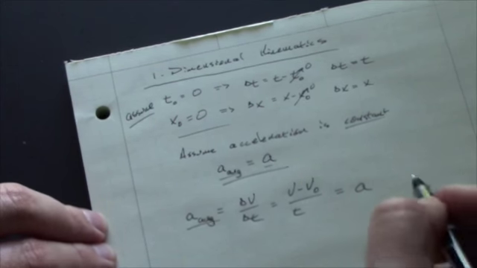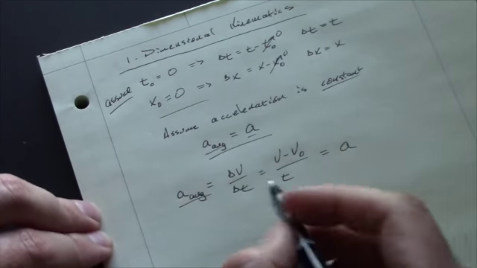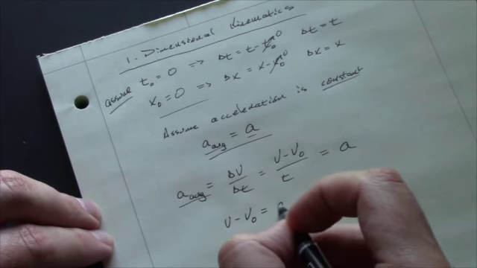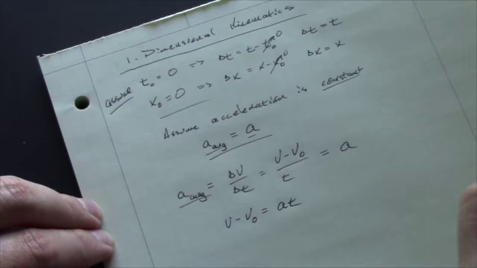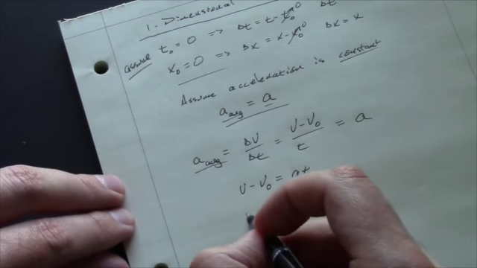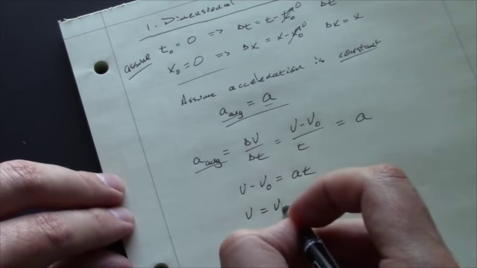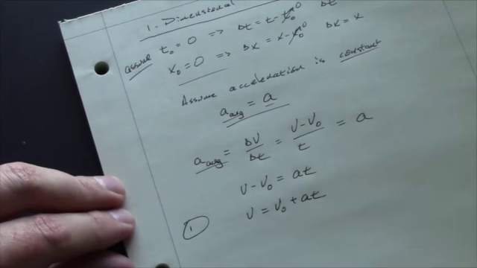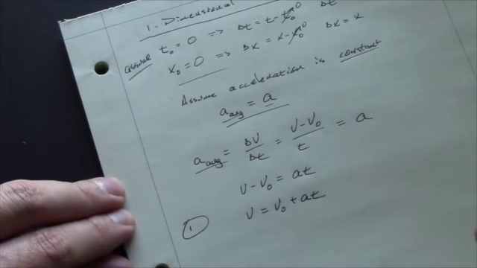So now let me just rearrange a little bit. Multiply both sides by t. That gives me v minus v initial equals at. I'm going to add v initial to each side. So that gives me v equals v initial plus at. So that is kinematic equation number 1.